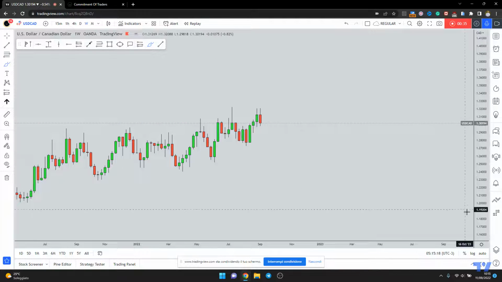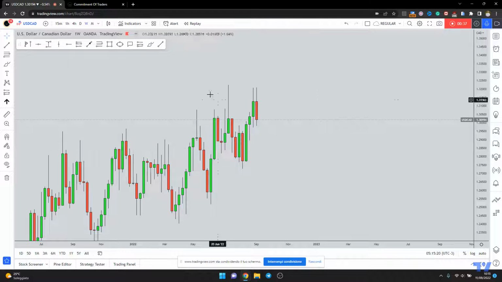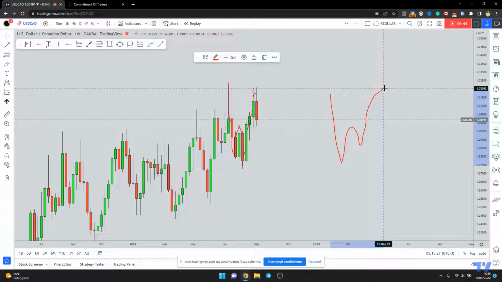Dropping down on the weekly time frame, what do we see? From a weekly perspective, we can see that we did have the creation of this W formation. And in general, after the creation of a W, what you want to see is for the market to create a rejection to the downside to go and complete the pattern at the previous resistance turn support.